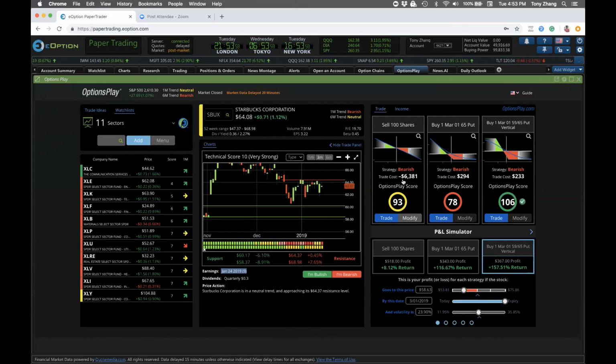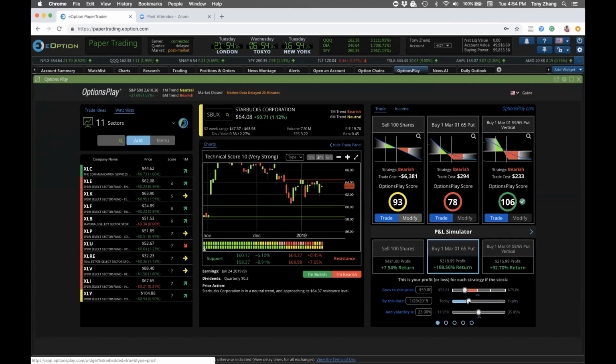To short the stock, it's going to cost me a substantial amount of capital to get in. Buying a put option only costs me $294. Buying a put spread, $233. So again, let's say the stock we think can go down to maybe 58, 59 a few days after earnings, let's say February 1st. And again, we know volatility does come down a bit after earnings.